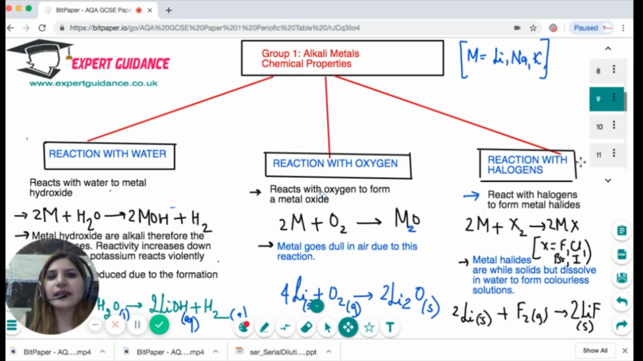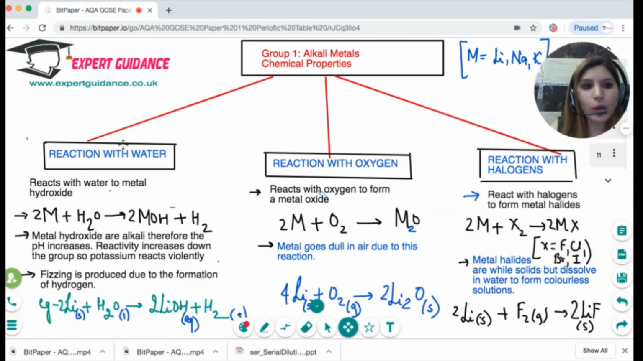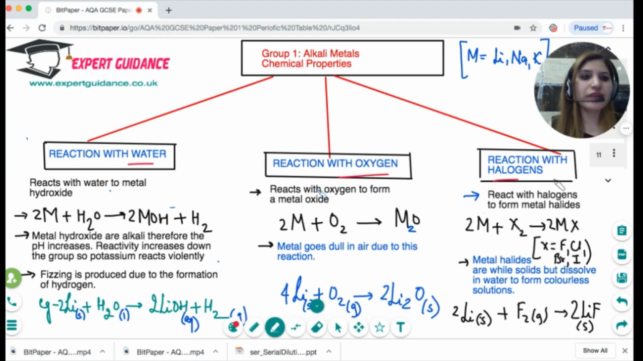Now let us look at the chemical properties. In the chemical properties, you need to know about 3 reactions: reactions with water, reactions with oxygen, and reactions with halogens. Now always remember, whenever asked in the exam, you'll be writing a balanced chemical equation along with the state symbols. So here I'll be taking an example of lithium, how lithium reacts with water, oxygen, halogen. You can replace lithium with any of the group 1 elements, that is lithium, sodium, and potassium, and write the equation the same way.